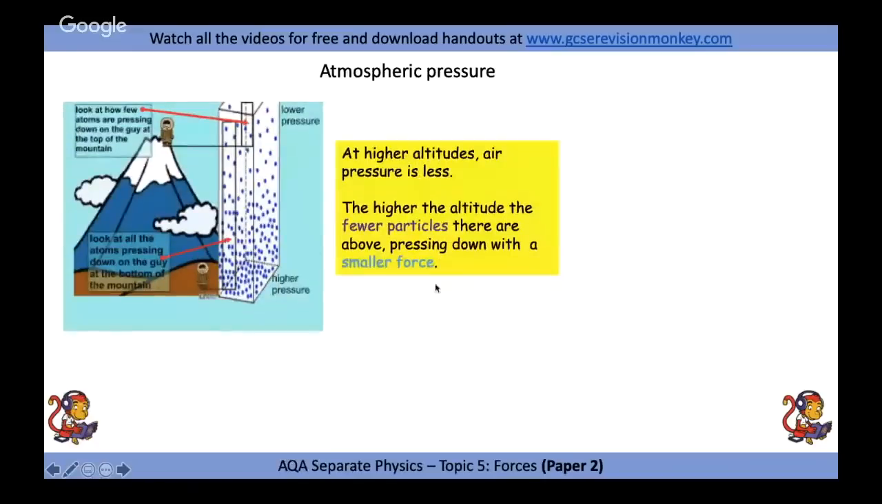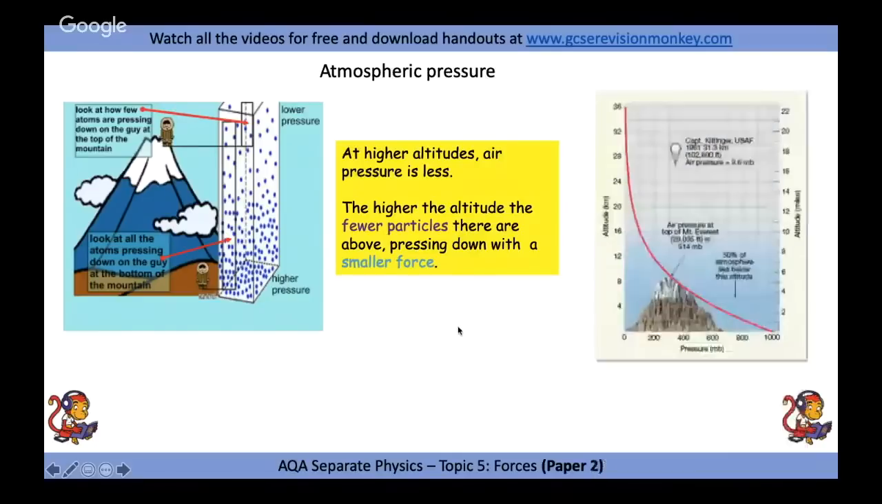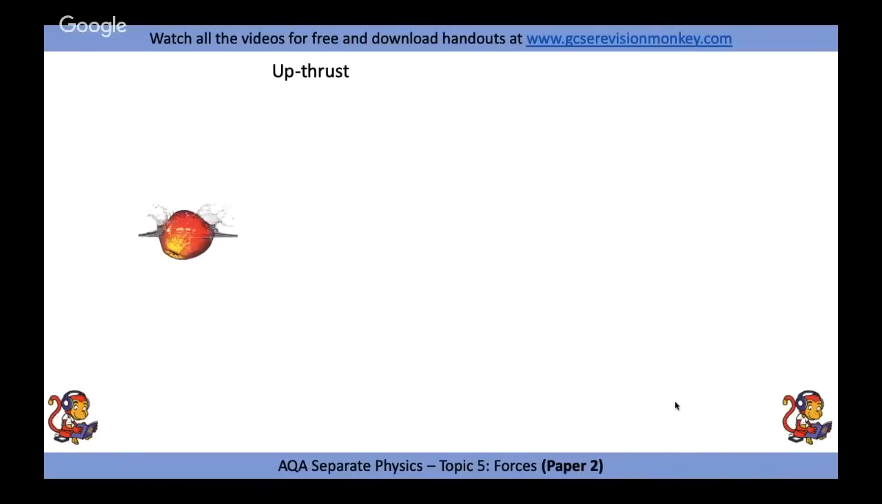Now, atmospheric pressure, similar kind of science here. At higher altitudes, air pressure is less. The higher the altitude, the fewer particles there are above, pressing down with a smaller force. So if we look at our guy stood on top of the mountain here, it's lower pressure because there are fewer atoms pressing down on him. And down at the bottom here, more pressure because there are more particles above, the weight of all of those particles pushing down on him. Here we've got a graph showing the relationship between altitude and pressure. We can see that the pressure is really low up high and increases as you get closer to the ground.